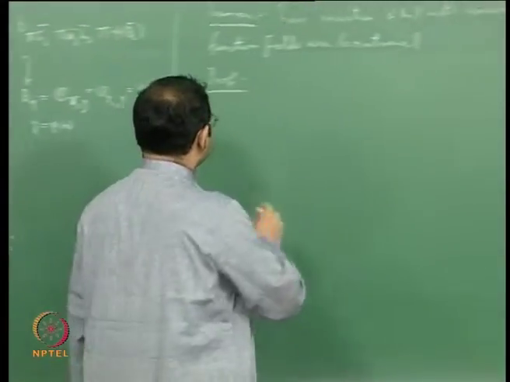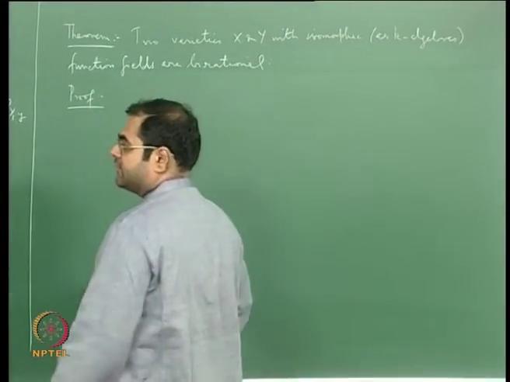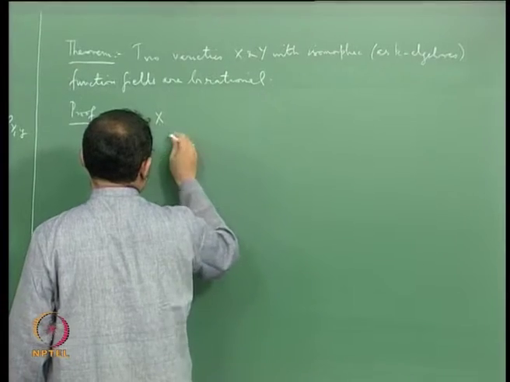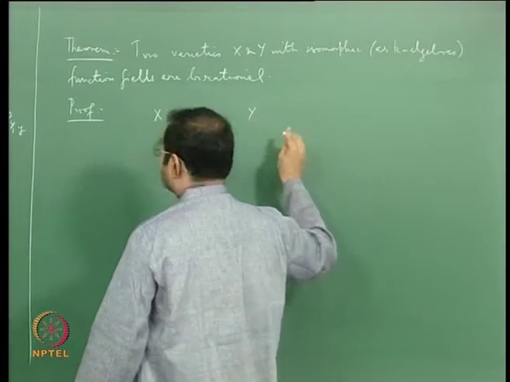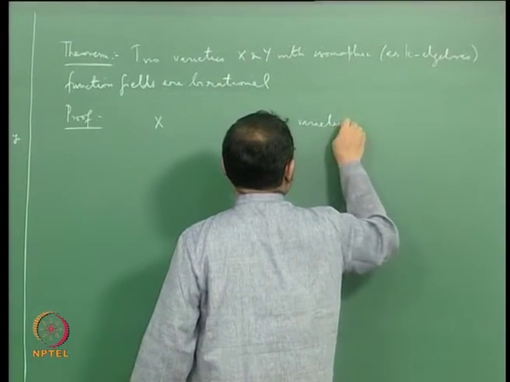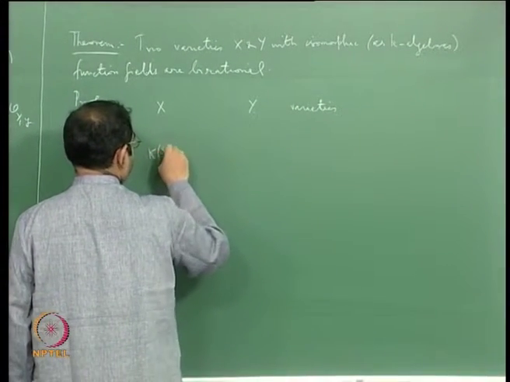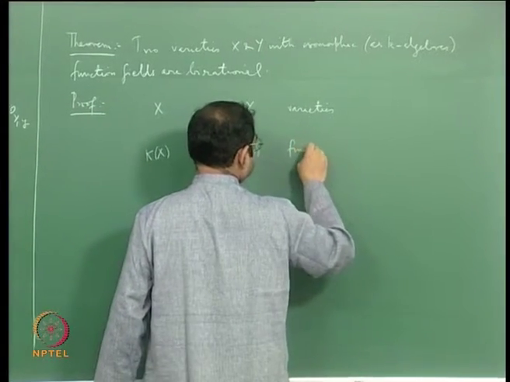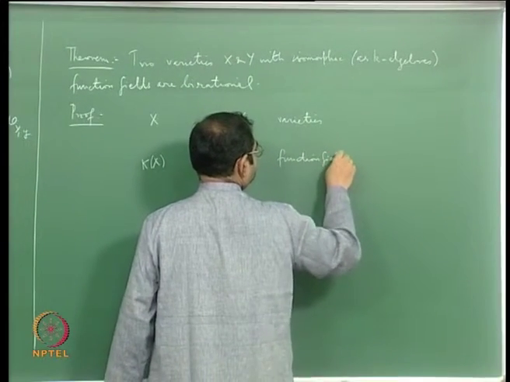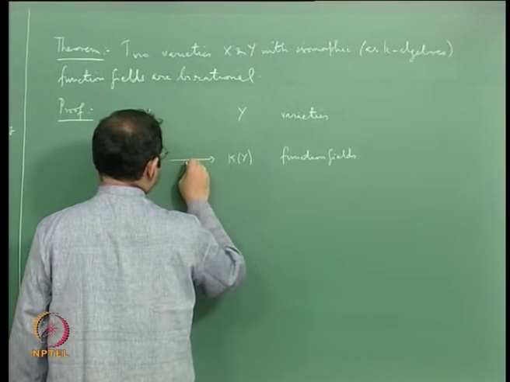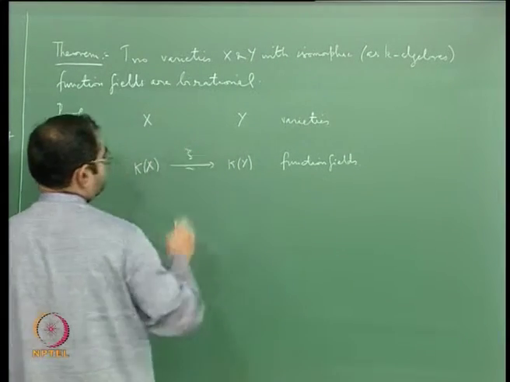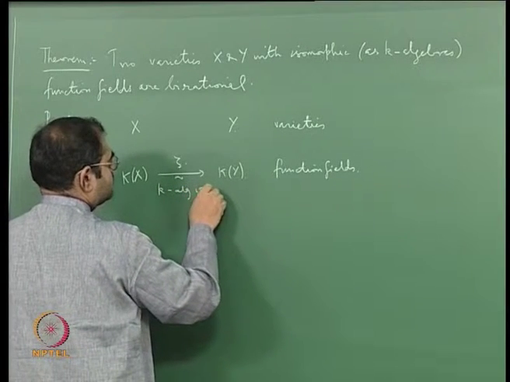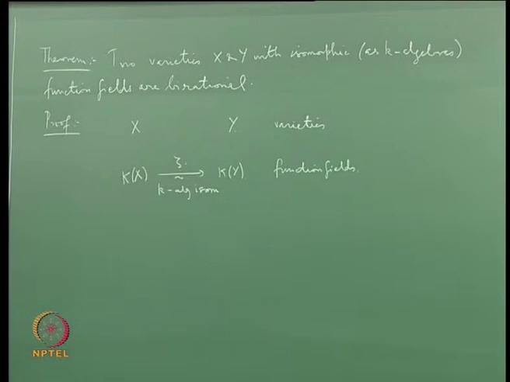So what you do is, you have x, I have y, varieties, and I have Kx and I have Ky, they are the function fields, and I am given an isomorphism, let me call this zeta. This is a K algebra isomorphism. So I have a K algebra isomorphism between the function fields of two varieties.